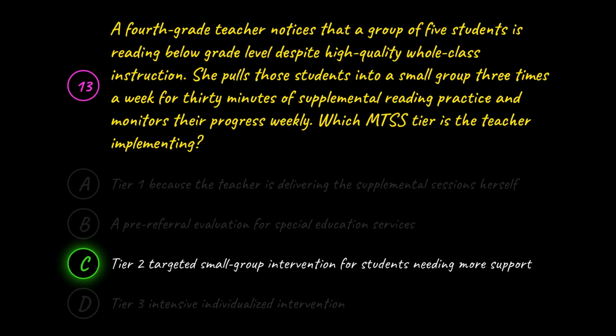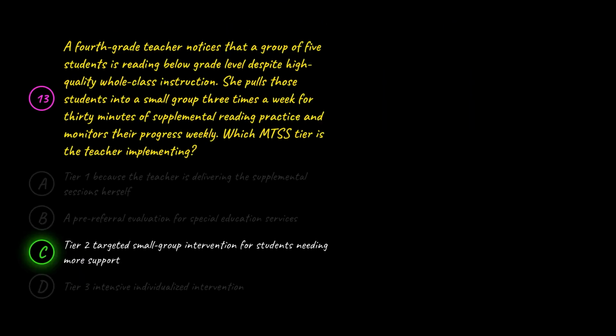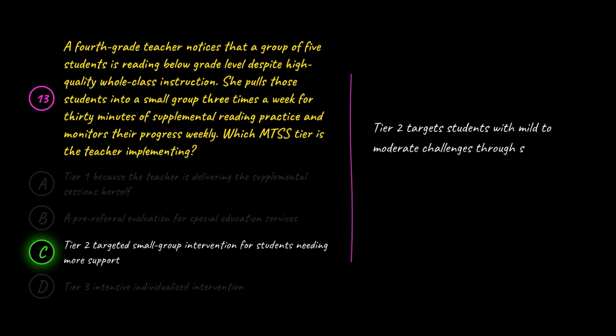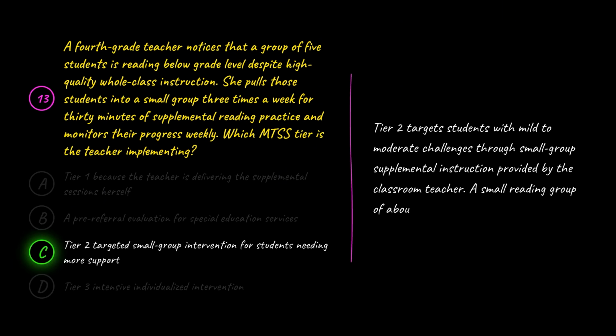The correct answer is C. Tier 2 targeted small group intervention for students needing more support. C is correct because Tier 2 targets students with mild to moderate challenges through small group supplemental instruction provided by the classroom teacher. A small reading group of about 5 students with weekly progress monitoring is the textbook example.